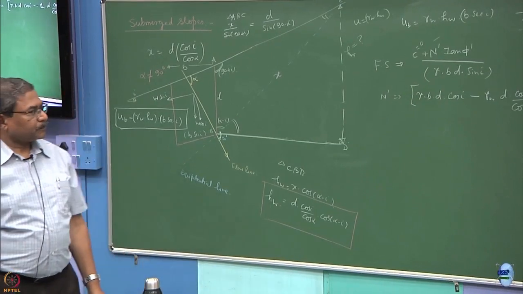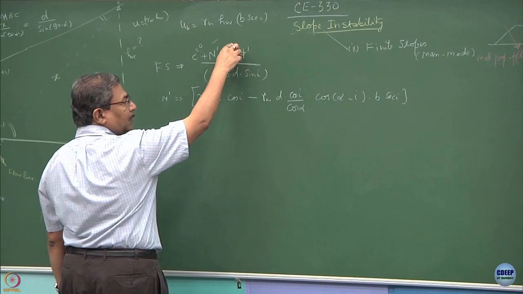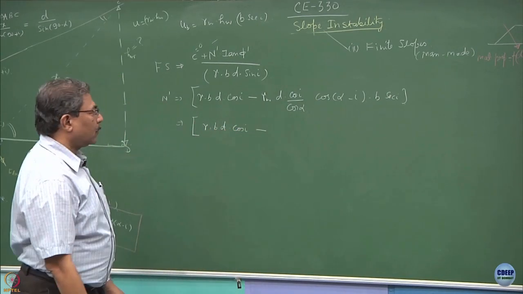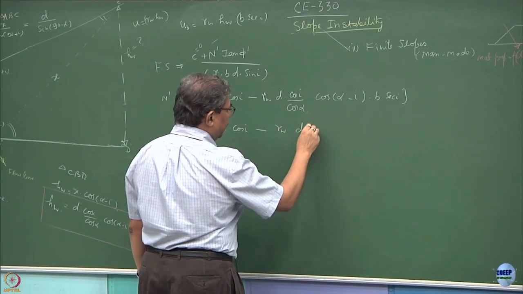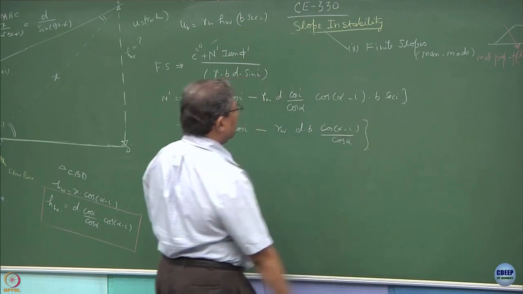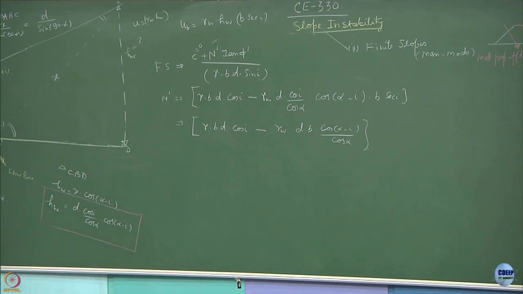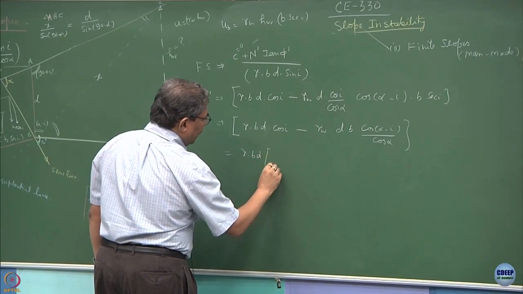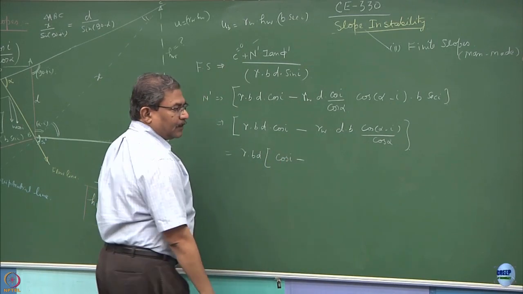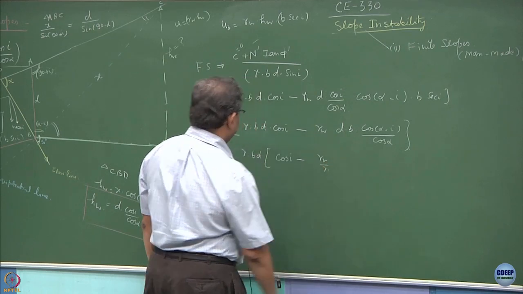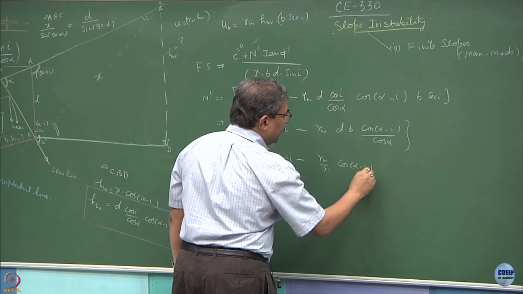Is this okay? N prime tan phi prime has to come in the numerator. So, this can be written as gamma B D cos i minus gamma W into D into B cos alpha minus i over cos alpha. Is this okay? I can write this as gamma B D cos i minus, this will become gamma W by gamma, into cos alpha minus i over cos alpha.